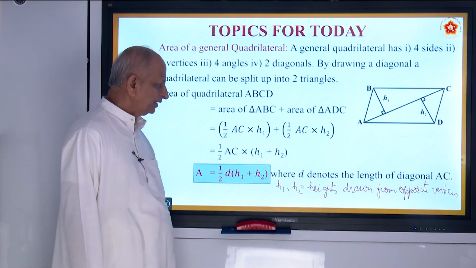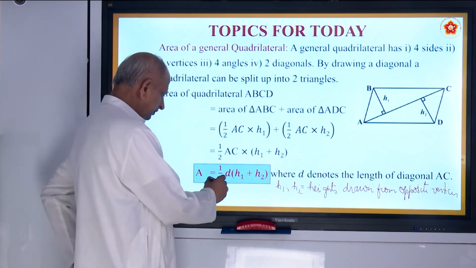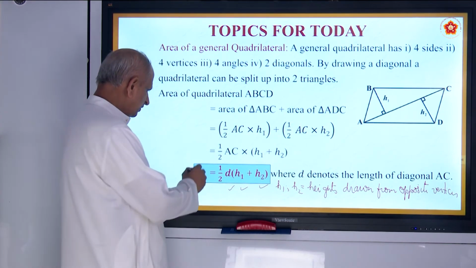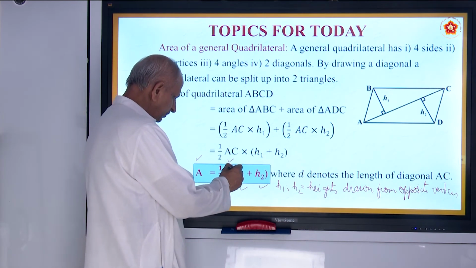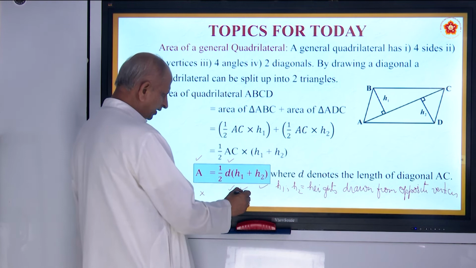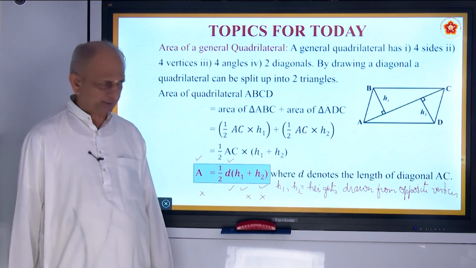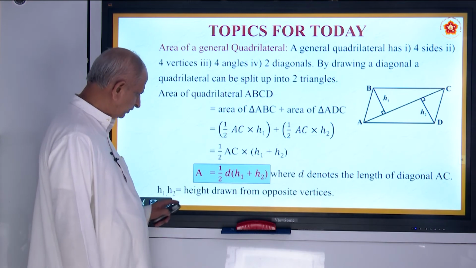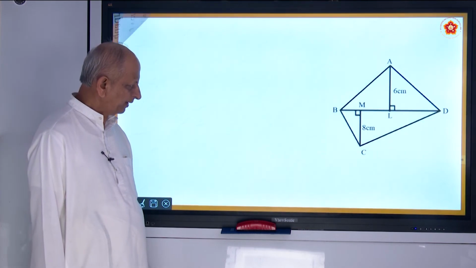Okay. Now shall we work out some problems on this? Here A can be found out if D and H1, H2 are given, or if A and D are given, you can find H1 plus H2. Or if you are given A and H1, H2, you can find out D. Like that, you can get the things. Okay. Now we will work out some problems. Here H1 and H2 are the heights drawn from the opposite vertices. So one problem we will work out.